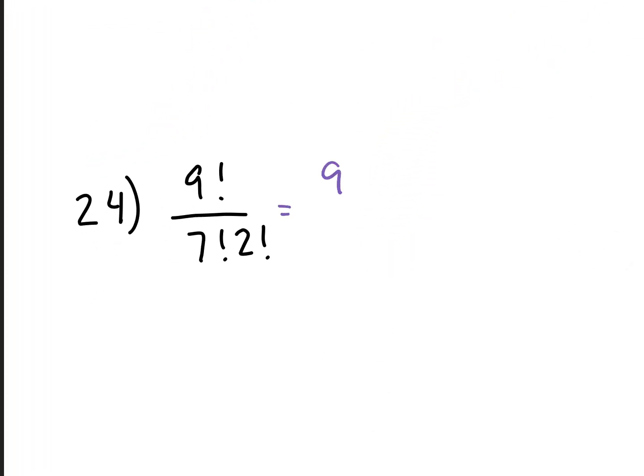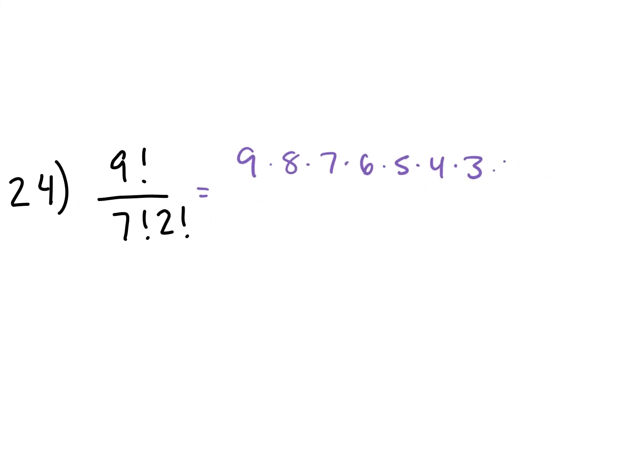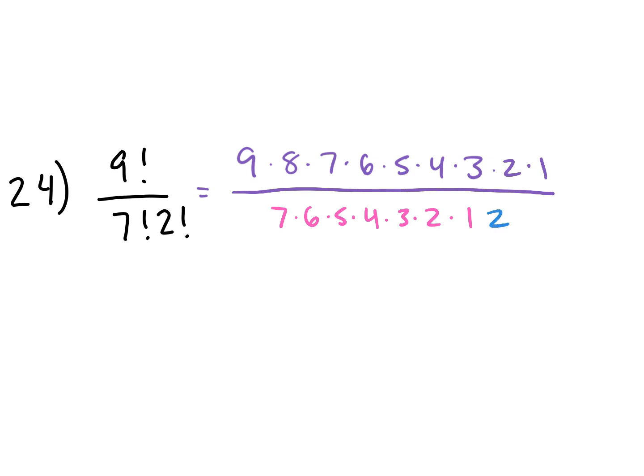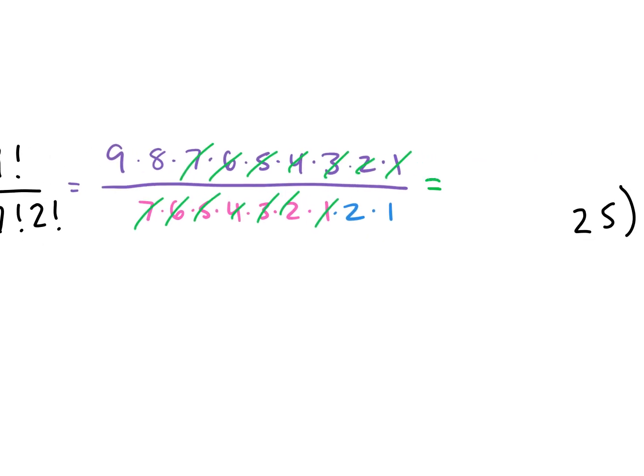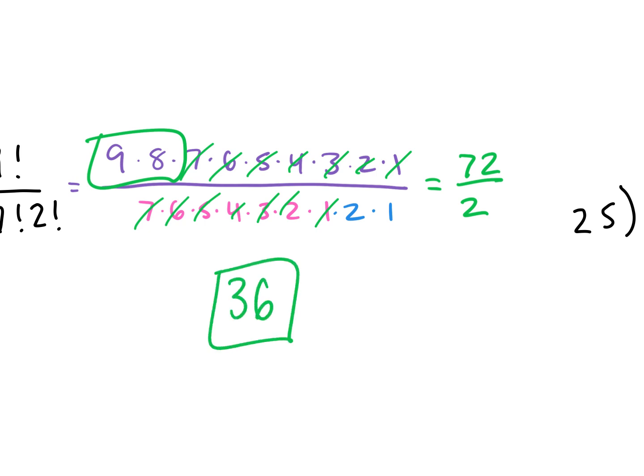For 24, I have 9 times 8 times 7 times 6 times 5 times 4 times 3 times 2 times 1. And then on the bottom, I have 7, 6, 5, 4, 3, 2, 1, and 2, 1. So I can cross out 7, 6, 5, 4, 3, 2, 1. So on the top, I have 9 times 8, which is 72. On the bottom, I have 2 times 1, which is 2. And then all I have to do is divide 72 divided by 2. What do we get? 36. Awesome.